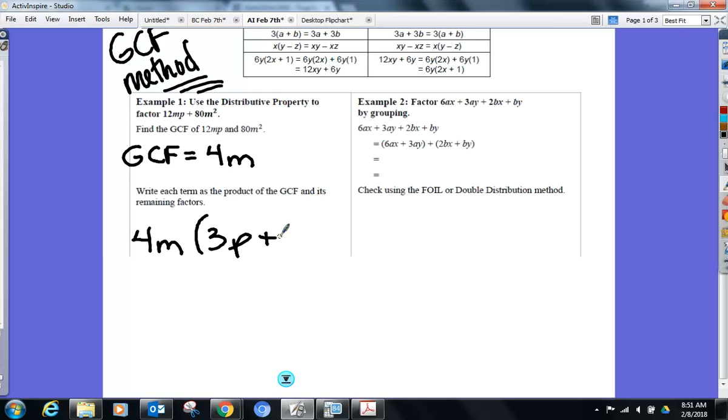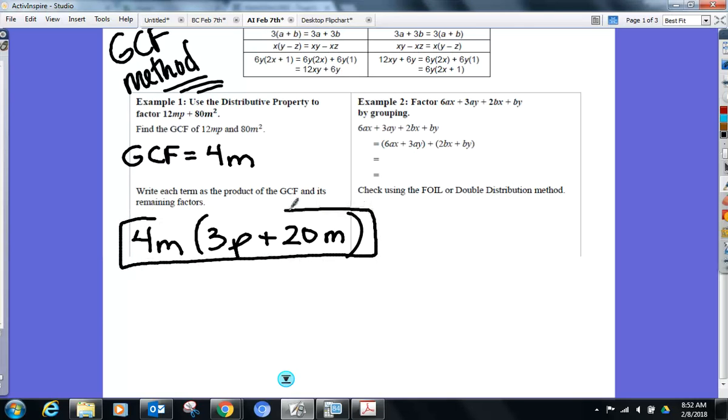Plus 4 into 80. 20. How many M's were there? 2. And how many did you take out? 1. So how many are left? 1. And that's it, right? How do you know if you got it right? 12MP. Ding, ding. 4 times 20, 80M squared. This is what I would have given you last week, and you would have given me that as the answer, right? Now we're going in reverse. So this is 12MP plus 80M squared factored using the GCF method.